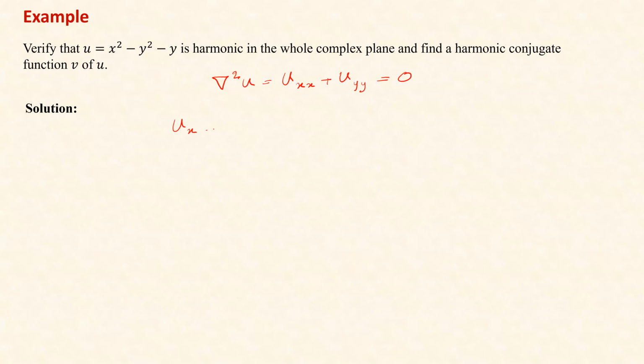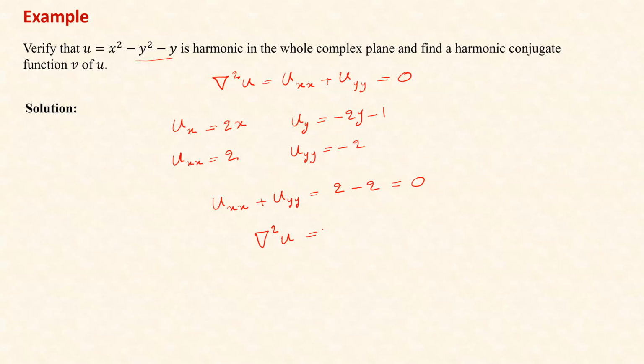What is u_x? It means the derivative of u with respect to x. The other terms don't have x, so it becomes just 2x, isn't it? And then u_xx becomes 2. What is u_y? u_y becomes negative 2y minus 1, right? And u_yy is another derivative with respect to y, which becomes negative 2. Therefore, u_xx plus u_yy, which is 2 minus 2, becomes 0. So del squared of u is equal to 0. Therefore, u is harmonic.